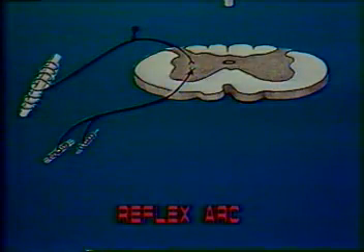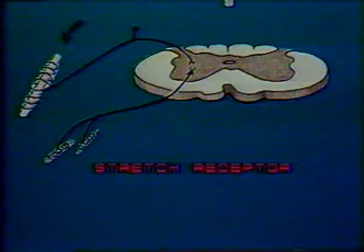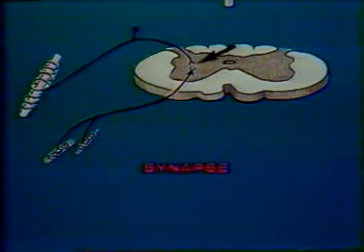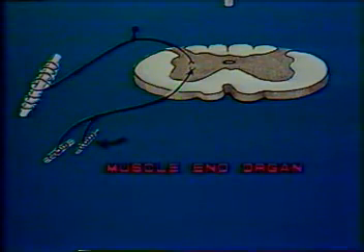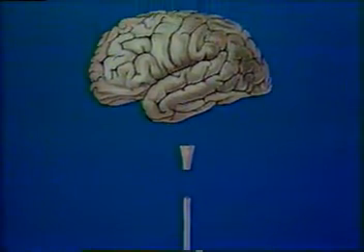Deep tendon reflexes. A direct anatomical arc is involved in the deep tendon or stretch reflex. The essential elements are the stretch receptor, afferent nerve fiber, a synapse in the spinal cord, an efferent nerve fiber, and a muscle end organ. The deep tendon reflexes can be modulated but not directly controlled by impulses from the brain.